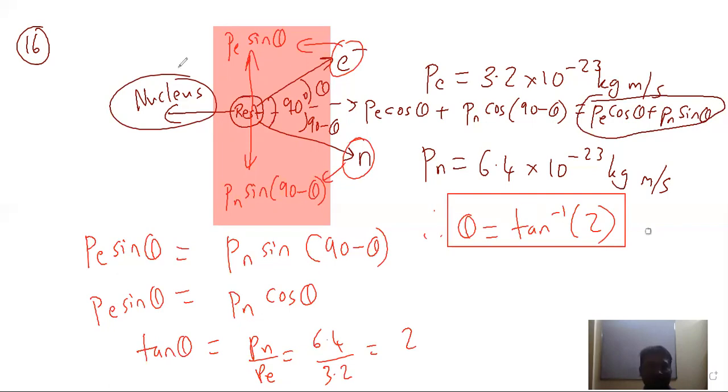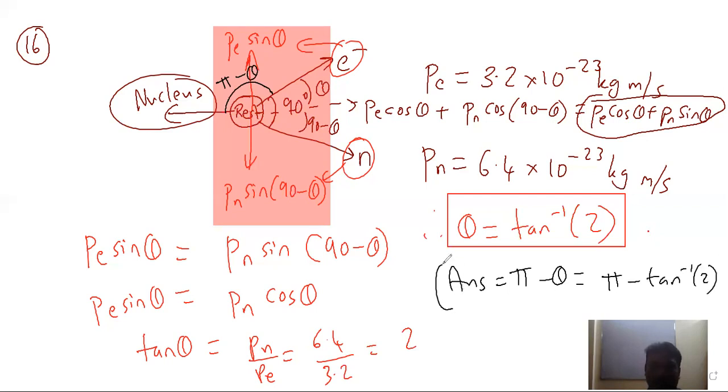Now, according to the given question, we have to find this angle, which is pi minus theta. So our answer will be pi minus theta, which is pi minus tan inverse of 2. This corresponds to option A. So the correct answer to question 16 is option A.